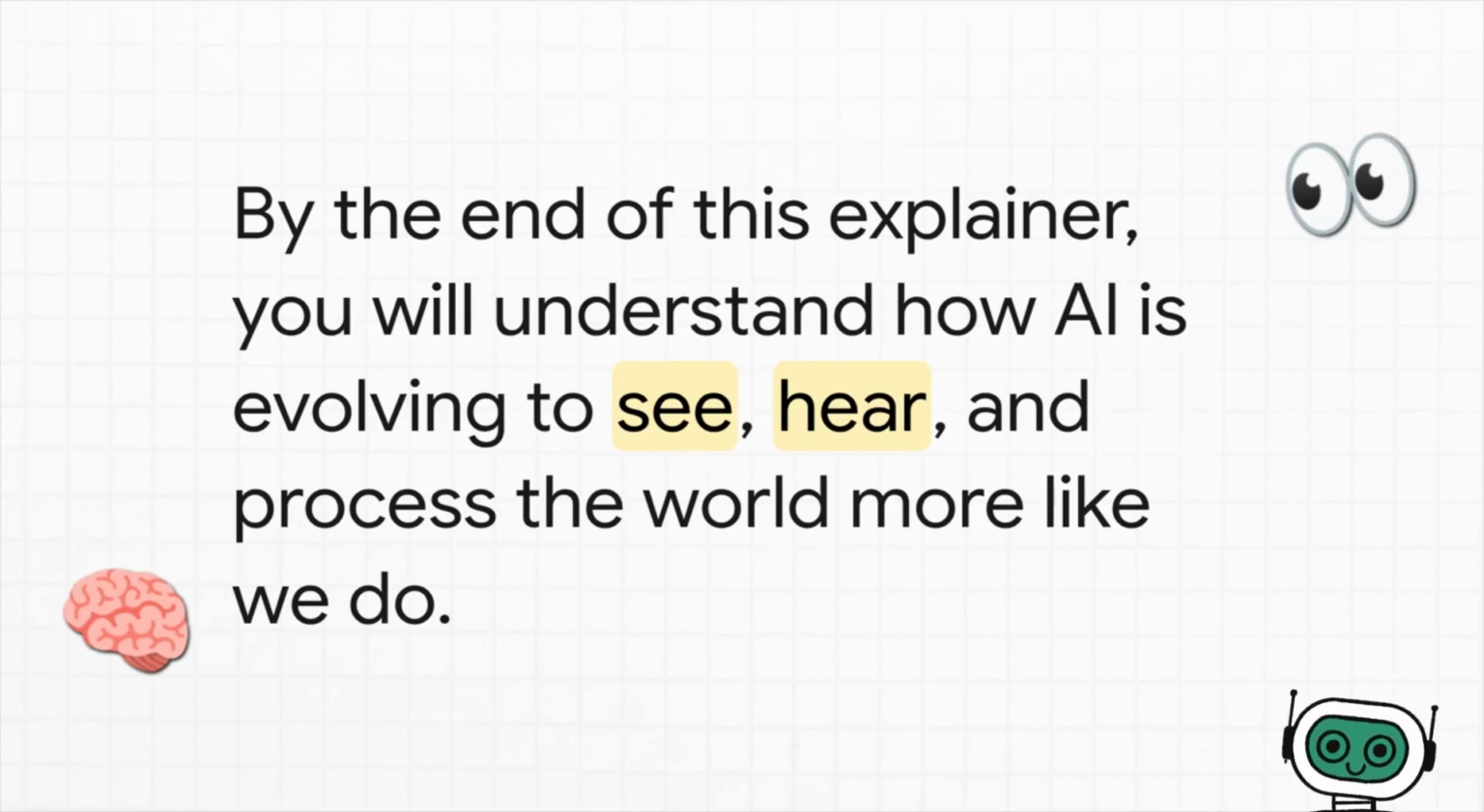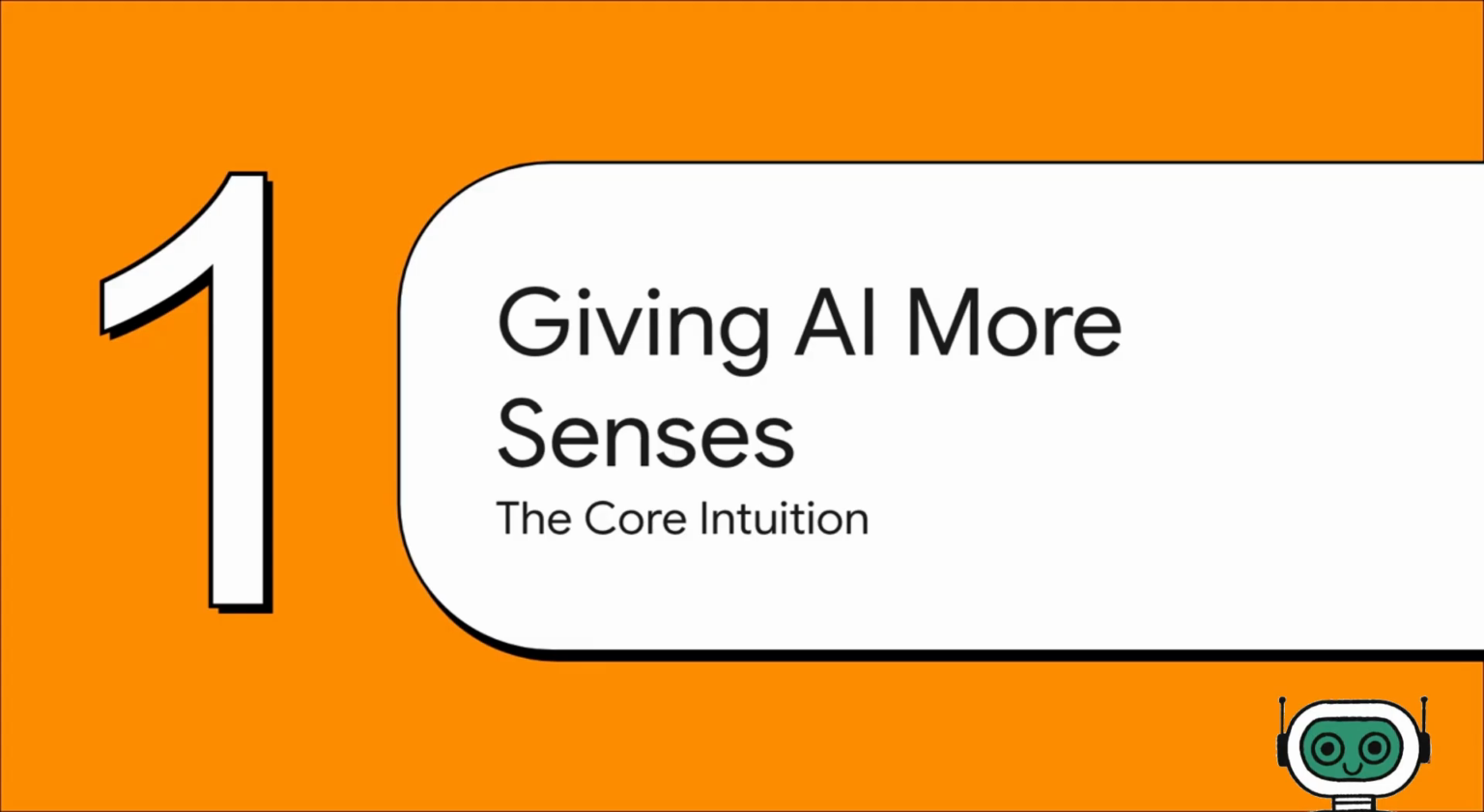We're going to see how AI is learning to combine information from multiple senses to get a much richer understanding of the world around it. So, what's the core idea here? Well, the easiest way to picture it is that we're basically giving AI more senses. Instead of just crunching text, it's now learning to handle all sorts of different inputs at the very same time.